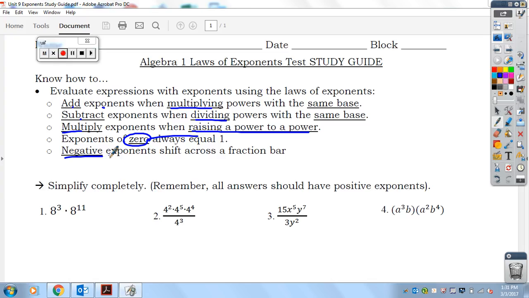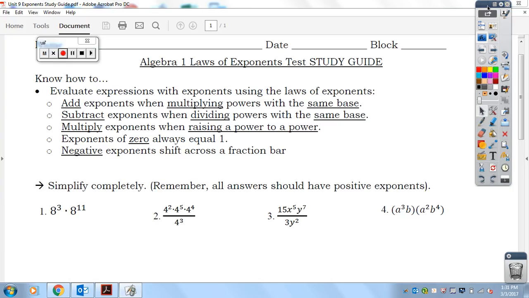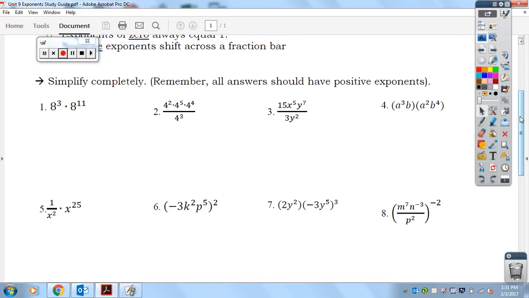If it's negative in the top, it shifts to the bottom, and now it is positive. So wherever it is, if it's negative and you don't want it to be negative anymore, which we don't, because they should all have positive exponents, they should move to the opposite side of the fraction bar, from the top to the bottom, bottom to the top, and when they move, they now become positive. That's the point of moving them. Let's simplify some of these.